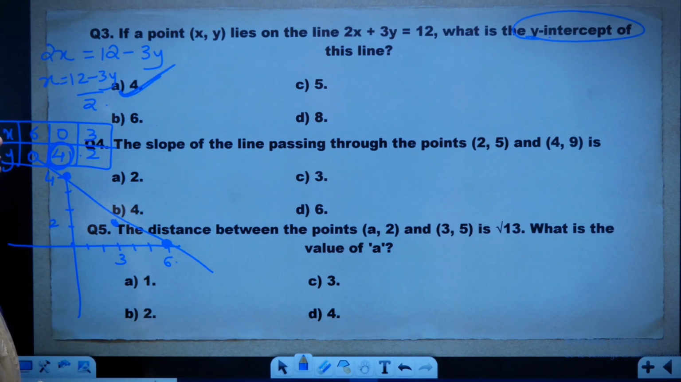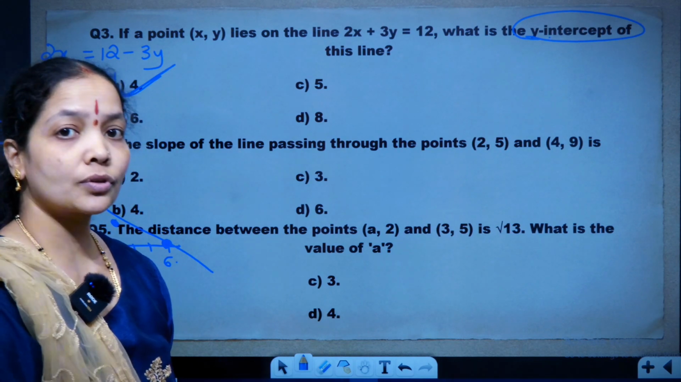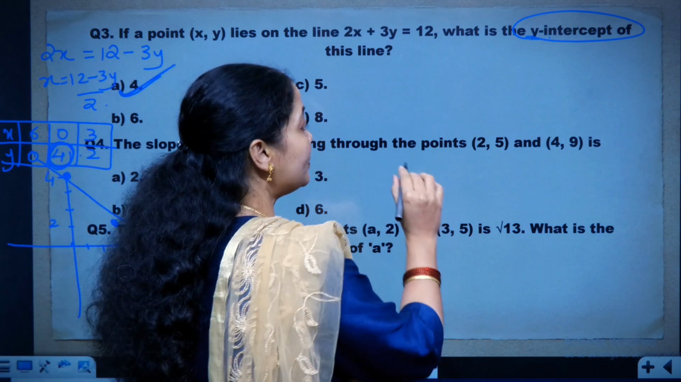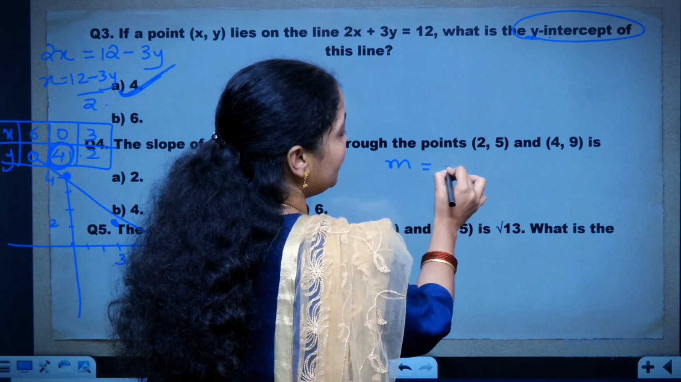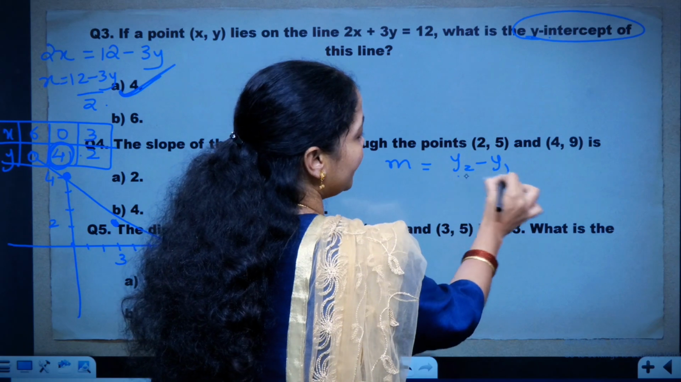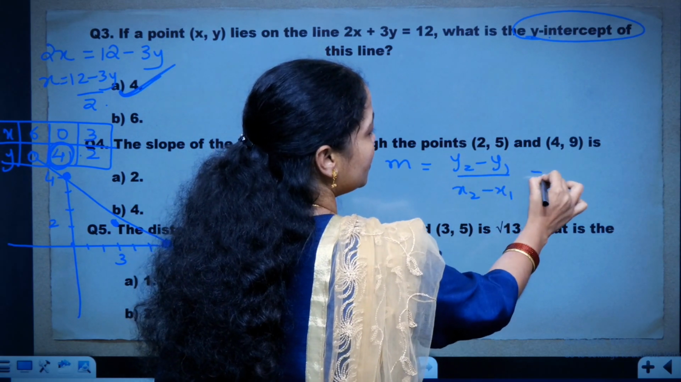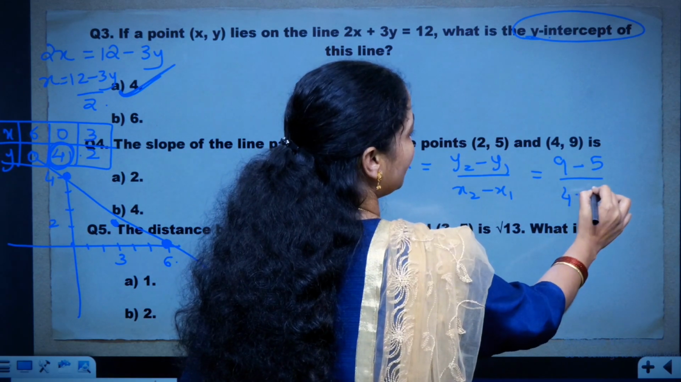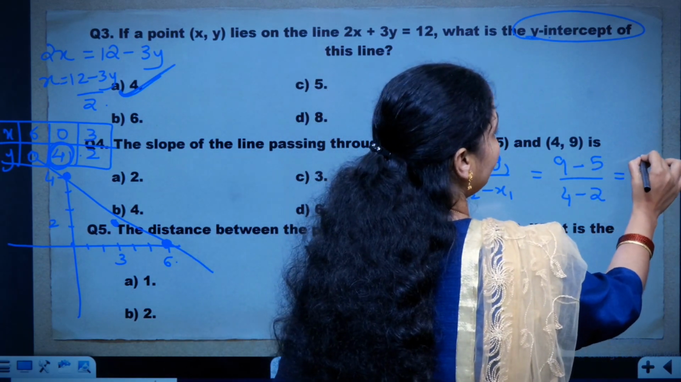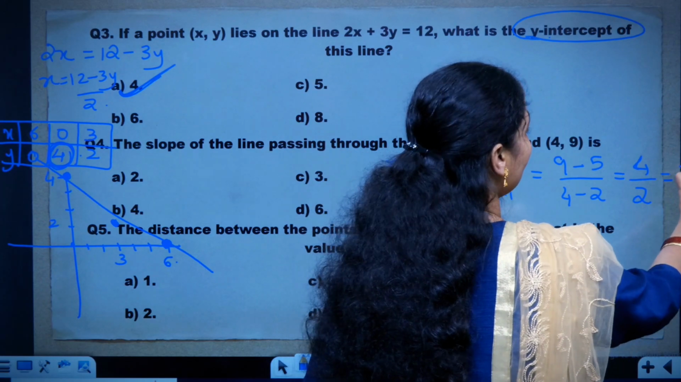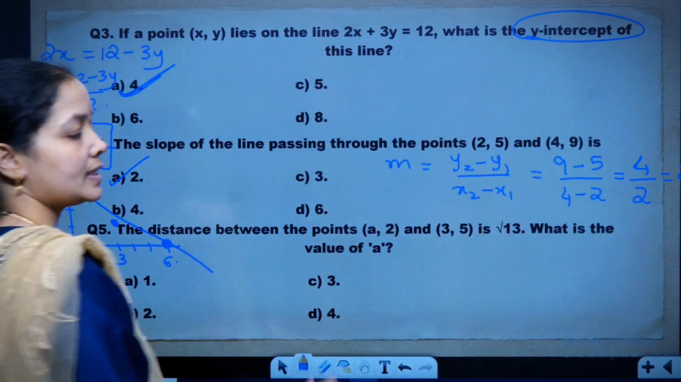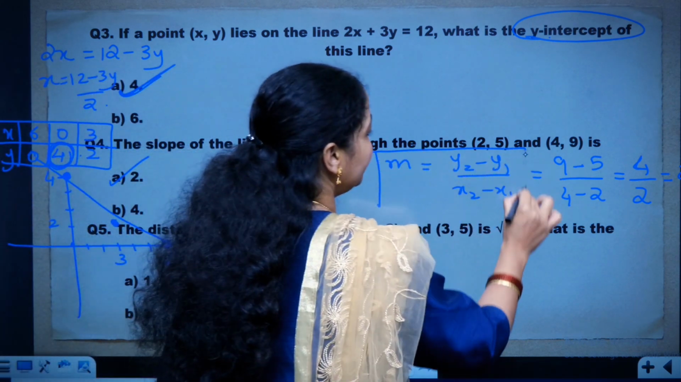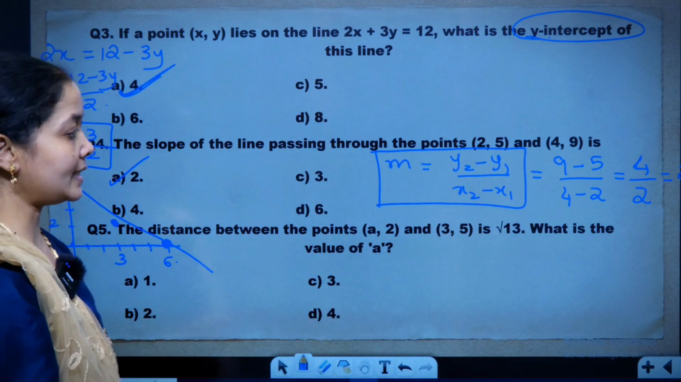Yes, in the fourth question, the slope of the line passing through (2, 5) and (4, 9) is. Most of you don't know the formula of slope of a line. The slope is always represented by m, the formula for which is (y2 minus y1) divided by (x2 minus x1). So y2 is 9, y1 is 5 and x2 is 4, x1 is 2. When I subtract, I have 4 divided by 2, which is 2, matching with my option A, that is the right answer. So the slope formula, many of you don't know, please make a note of it so that you add it to the formula section as well.